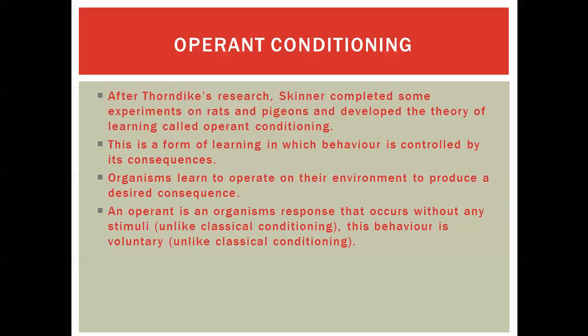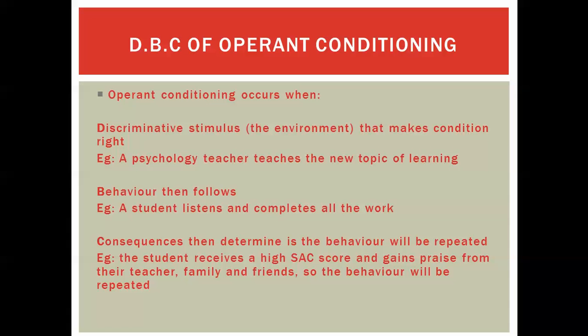Okay, you need to know the discriminative stimulus, the behaviour and the consequence in any scenario when we're talking about operant conditioning. So for instance, when you come up with a scenario like, basically we're starting a new topic of learning, that would be the discriminative stimulus, which is almost like D for discriminative stimulus, D for the description of the environment. So it's the environment, the conditions that the person's in. So you come into class and we're starting a new topic of learning.